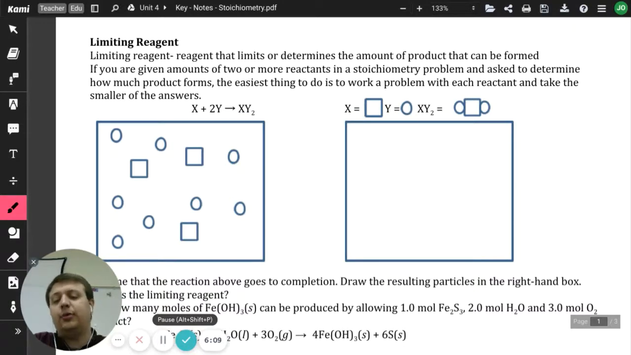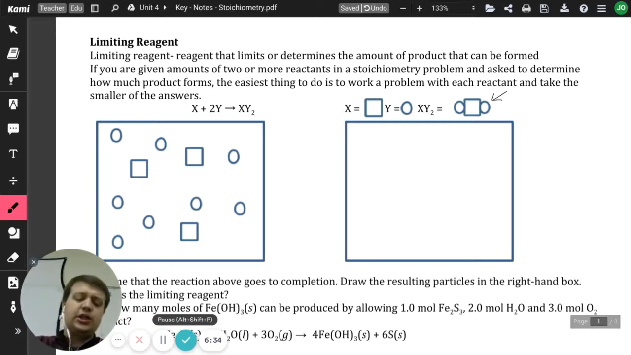So I've got X plus 2Y produces XY2. All right, so that's my balanced equation. Looking at this, I've got some circles, I've got some squares. My squares represent X, my circles represent Y. My formula for that would be this thing over here on the far right. So circle, square, circle, and that would be what we have.